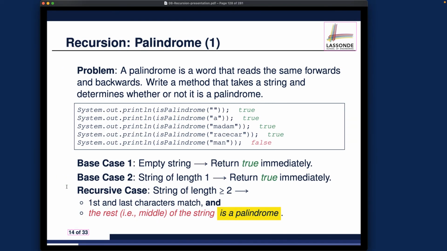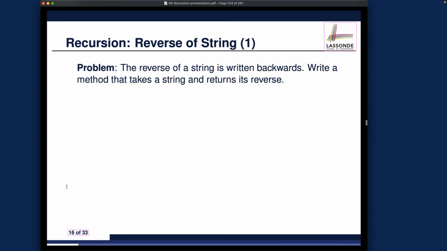If you go back to the slides, that's exactly the code I just went over with you. Let's now move on to the second problem.